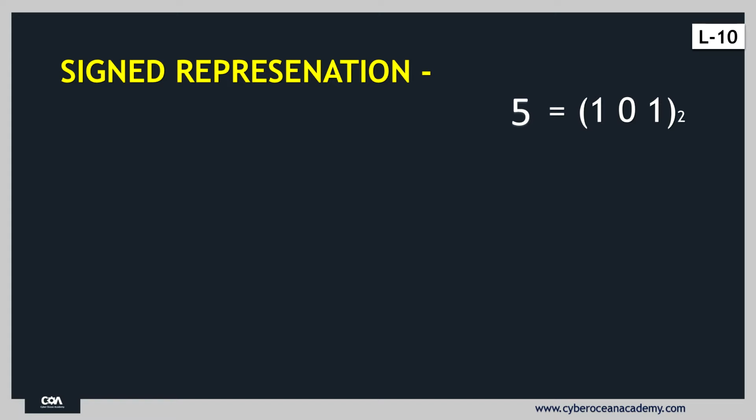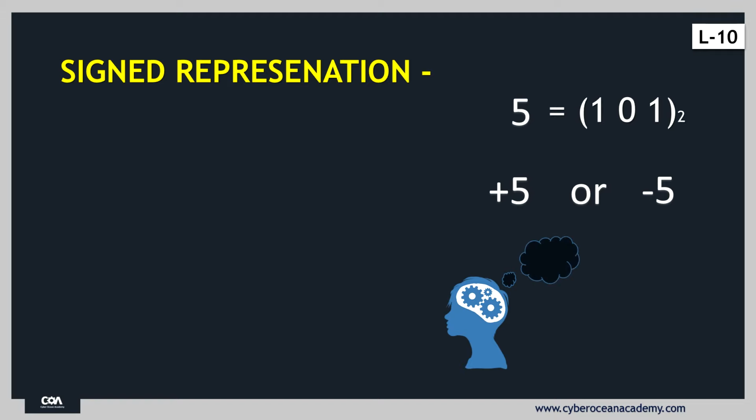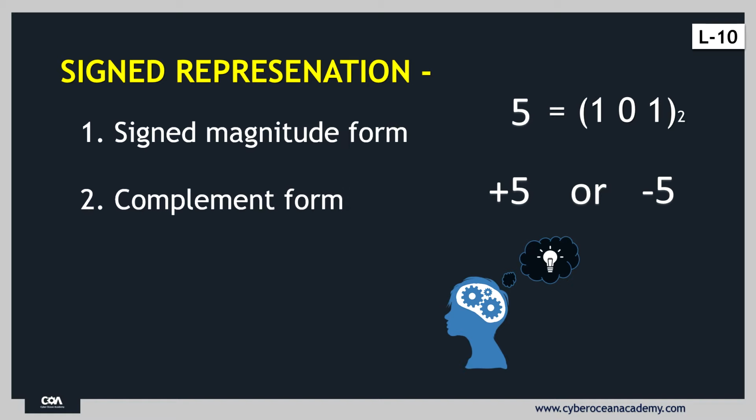Suppose someone asks you to represent plus 5 or minus 5 into binary. You cannot represent plus 5 or minus 5, these signed numbers, into binary with the help of unsigned representation. So you have to choose another path. There are two forms you can use to convert this number into binary. These are a part of sign representation. The two forms are sign magnitude form and complement form, where complement form is further classified as one's complement and two's complement.